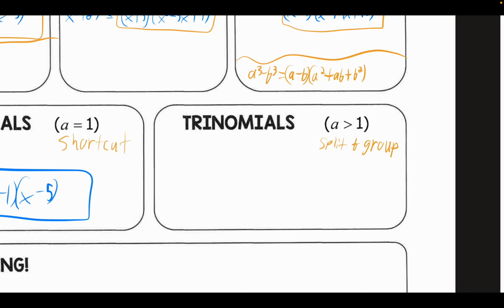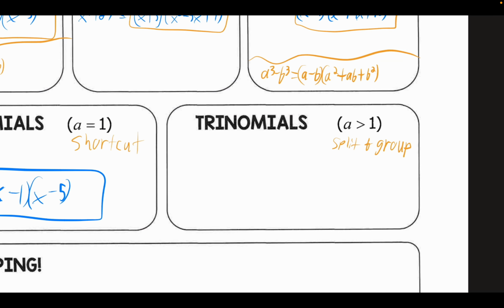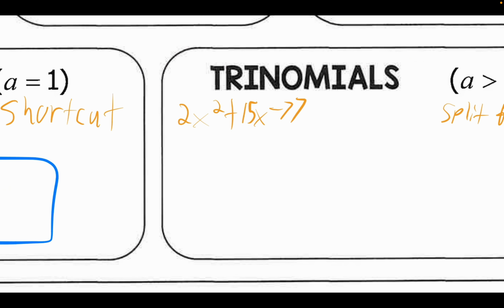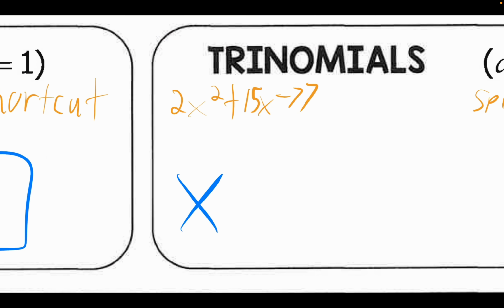Now, if you have a trinomial where a is greater than 1, you get to split and group. You can still make the x. So such as 2x squared plus 15x minus 77. The x here would be negative 144, and you have to add up to positive 15. My apologies, that would be negative 154 and positive 15. That would end up being negative 7 and positive 22.